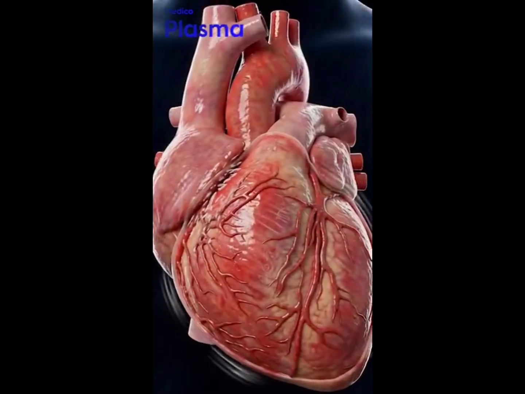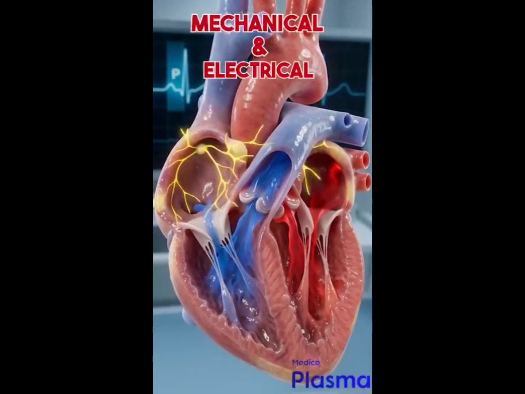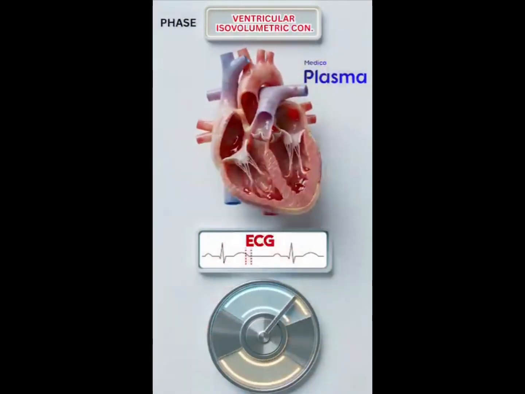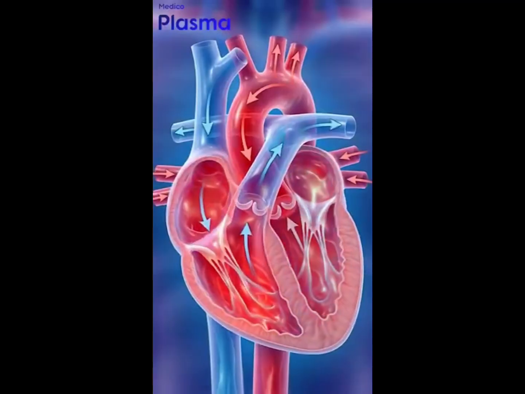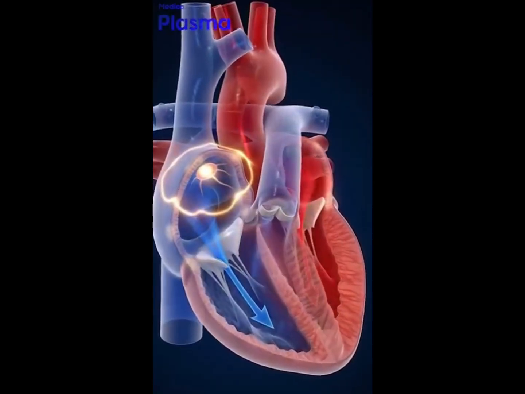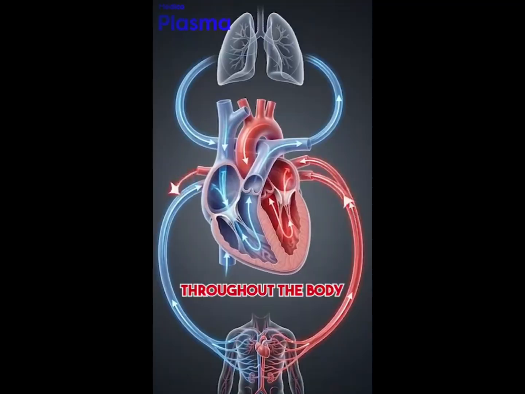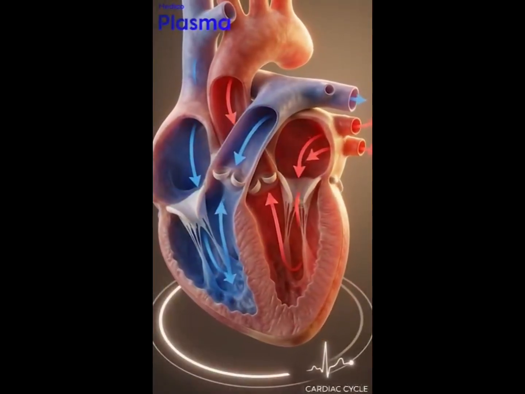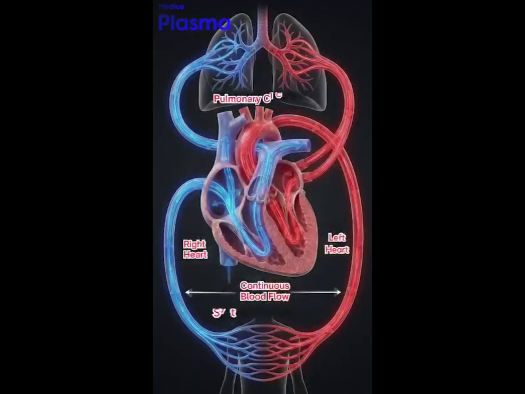Every heartbeat is a precisely timed mechanical and electrical event that sustains life. The cardiac cycle is defined as the sequence of alternating contraction and relaxation of the atria and ventricles that enables the heart to pump blood efficiently throughout the body. It begins at the start of one heartbeat and ends at the beginning of the next, ensuring continuous circulation through the pulmonary and systemic systems.